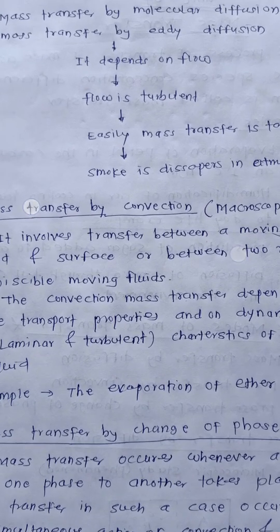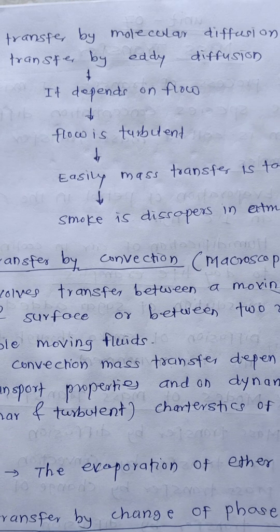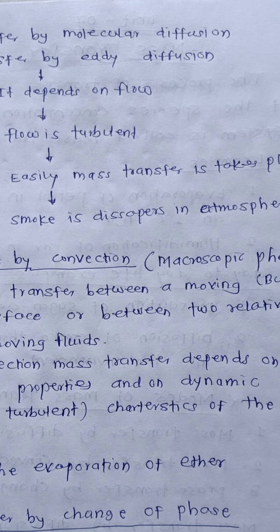Next, in diffusion, mass transfer by eddy diffusion. So what is meant by eddy diffusion? Eddy diffusion depends on the flow. What are the types of flow? Laminar flow, turbulent flow, transition flow. If there is a turbulent flow, then mass transfer takes place easily. In turbulent flow the motion of molecules, or speed of the molecules, is high. Because of that, mass transfer takes place easily.